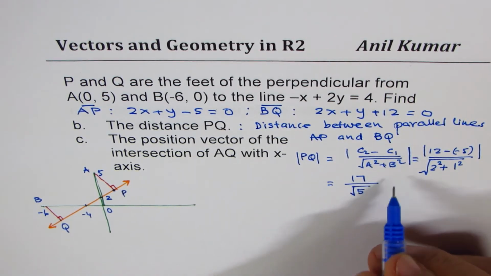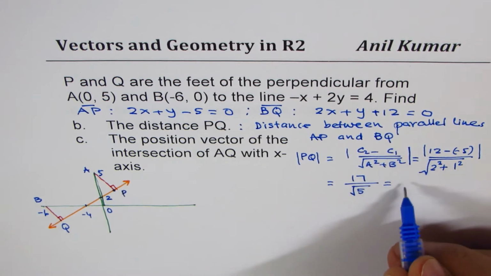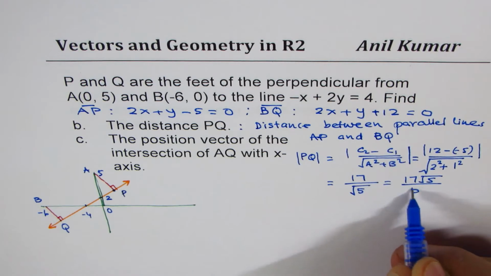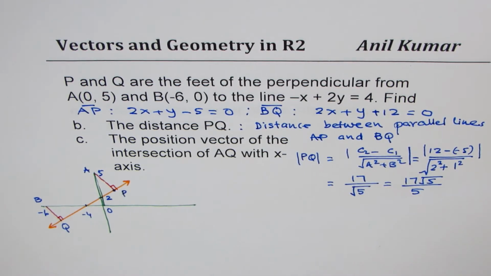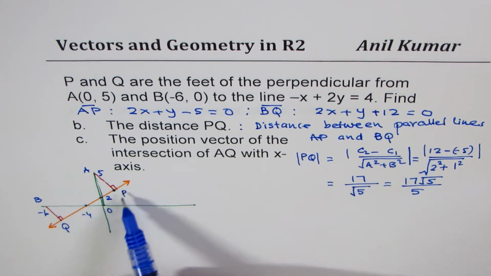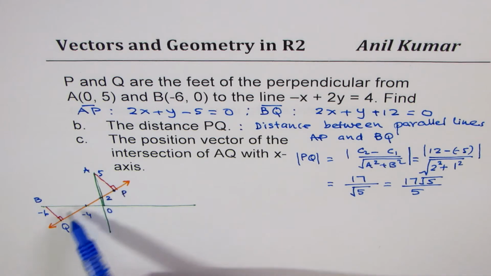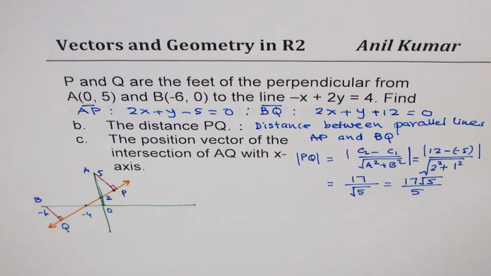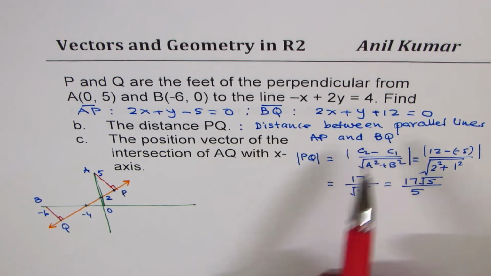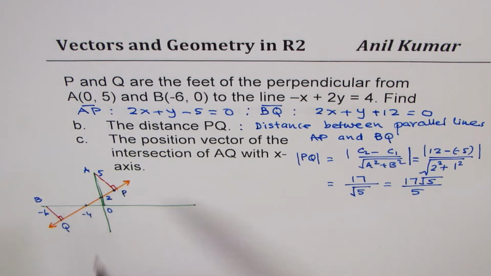Okay, you can do that also. So if you rationalize, you get 17 square root 5 over 5. That is perfect. So that becomes the distance PQ, which is same as the distance between these two parallel lines. So what we have used here is a strategy that distance between parallel lines is same as the distance between these 2 points.